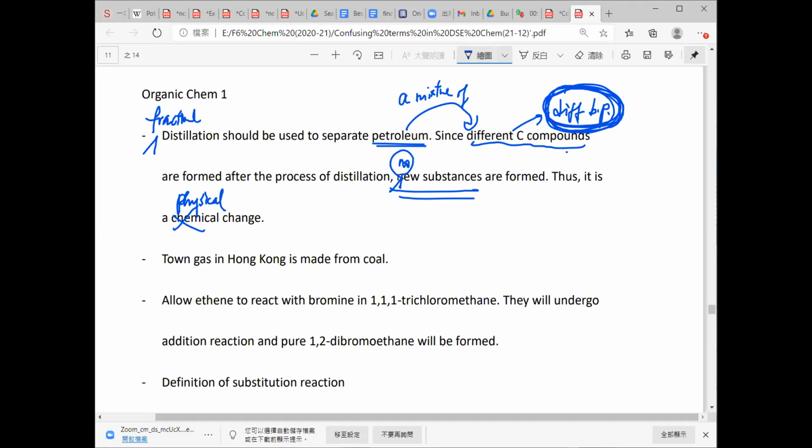The same way for the second one, okay? Town gas in Hong Kong is made from coal. Are you here? You may see that it is naphtha, not coal. It's made of naphtha. So what is the principle?